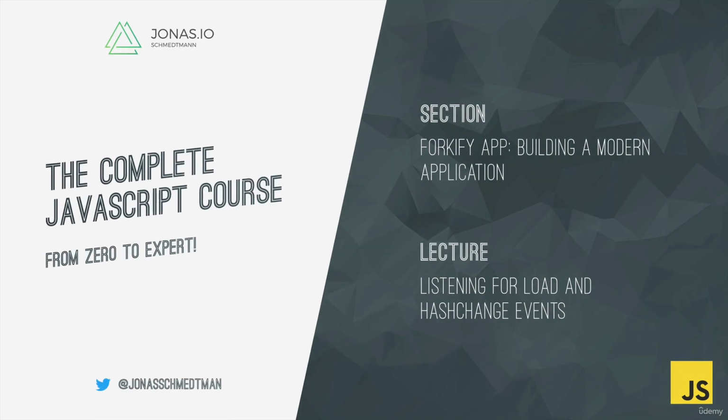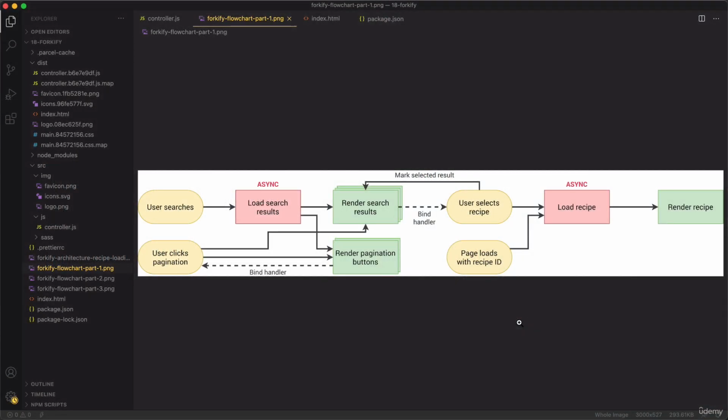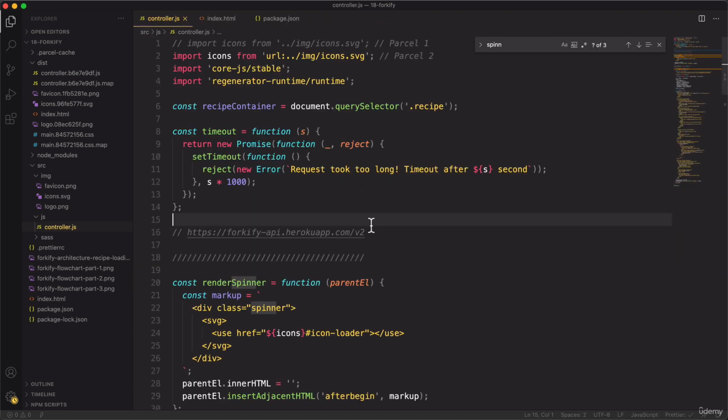Let's now add some event listeners to our application and kind of simulate that we already have some search results in place. And let's start by taking a quick look at our flowchart here. So we already implemented this part here of loading a recipe and also of rendering it. But now in this lecture, we want to also hook up these two event listeners here so that the recipe is actually loaded on one of these two events here. So when the user selects a recipe from the results list, or when the page loads with a certain recipe ID. Okay, so let's do that.